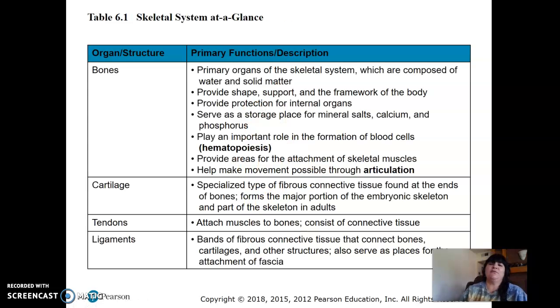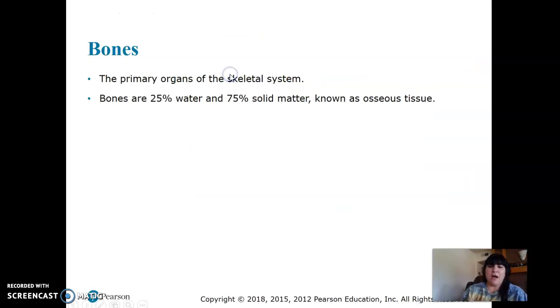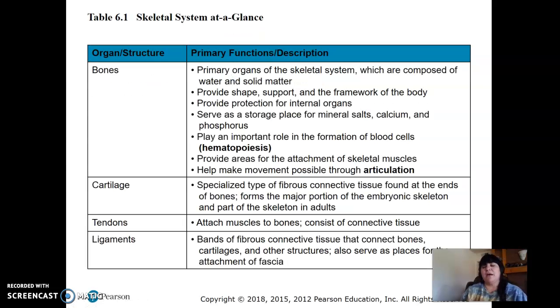So function, if we think of what's the function, so if I go back, skull, what does your skull do for you? Protects your brain, yes? Your rib cage protects your heart, your lungs, yeah? That's just one function, okay? It says provide shape, support, framework, yes? So yeah, absolutely. Without our skeleton, we'd be a blob on the floor, yeah? So we need that. Protection, yes.